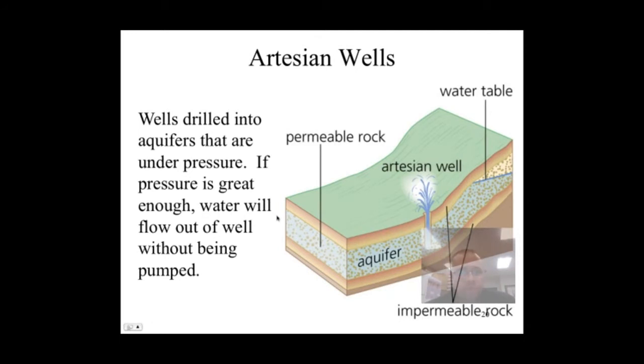An artesian well is a well drilled into an aquifer where it's under pressure. So I can see the water table up here, and somewhere upstream it's being recharged from the surface, but it's between two confining layers, impermeable rock above and below. And so what makes this happen is, once we dig into that, it's under pressure, gravity here pushing this down, and so water will just come out. We don't even have to pump it out.